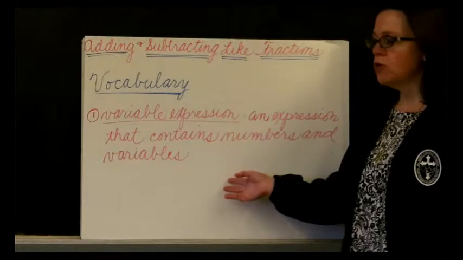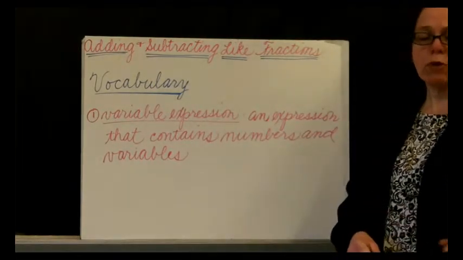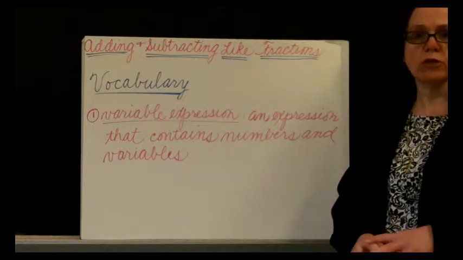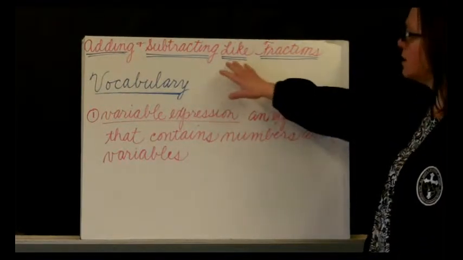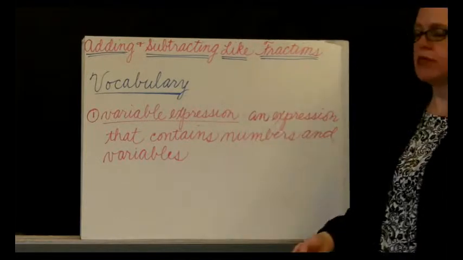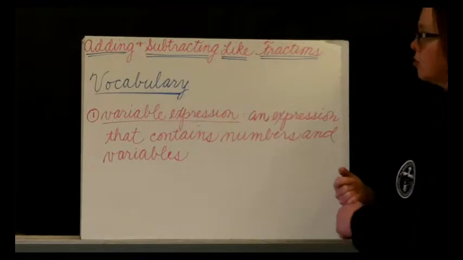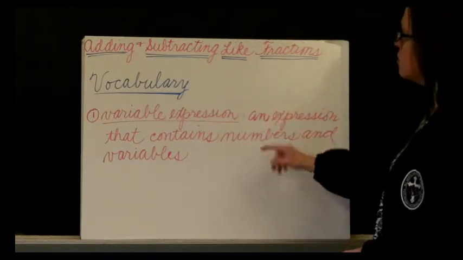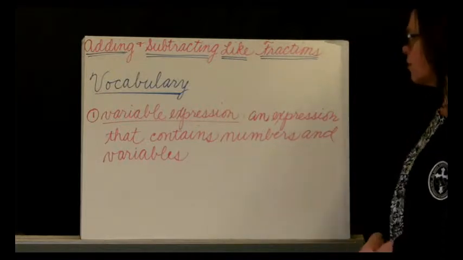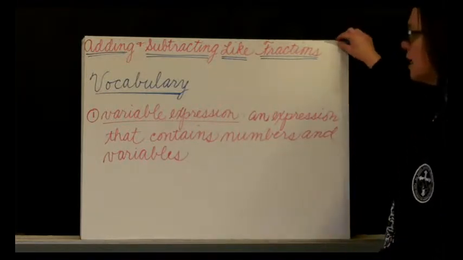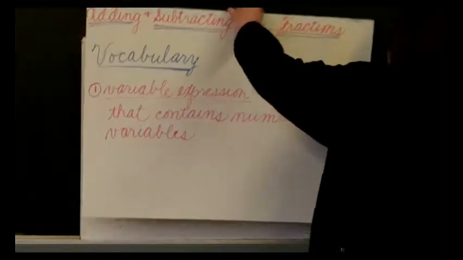Next lesson, we'll continue on what we learned in the previous lesson on rational numbers, which, if you remember, are numbers that can be expressed as a fraction. So what we're going to do today is add and subtract like fractions, and what that means is fractions that have common denominators already. For this lesson, there's only one vocabulary word, a variable expression. A variable expression is an expression that contains both numbers and variables.